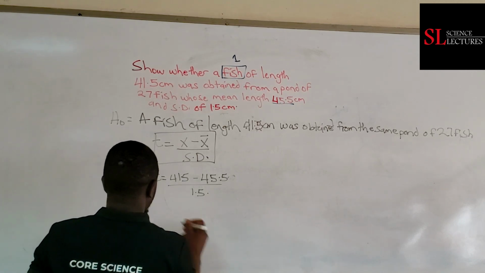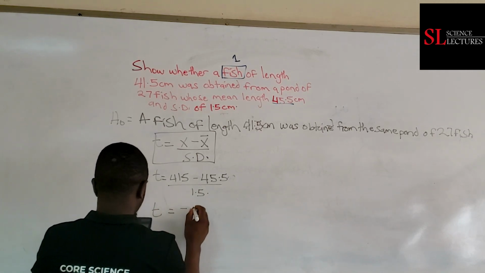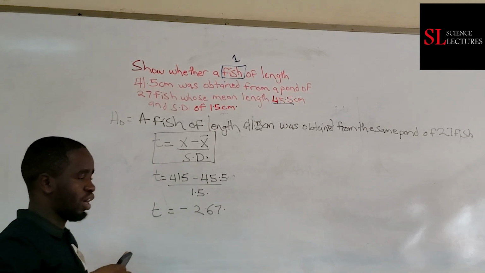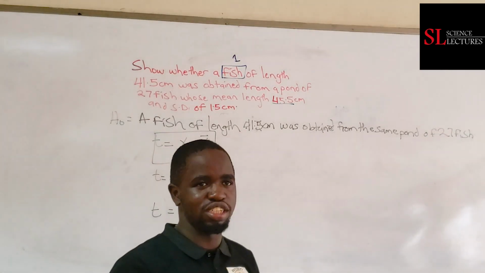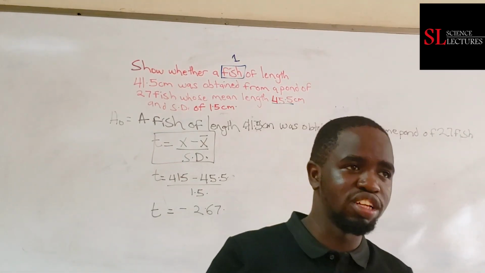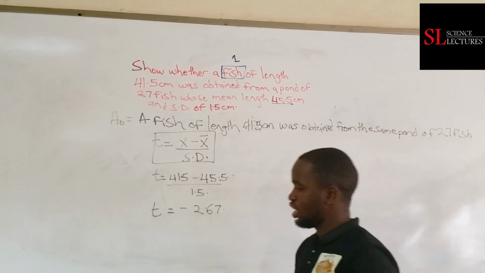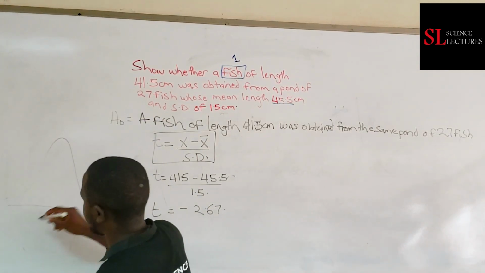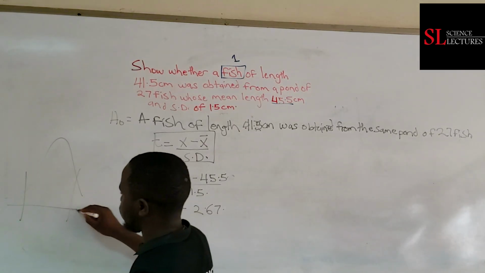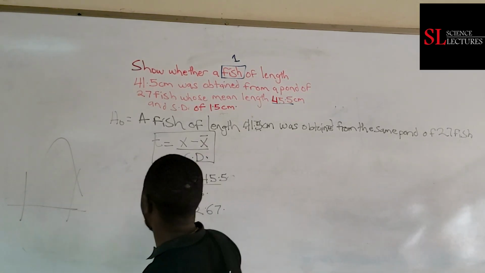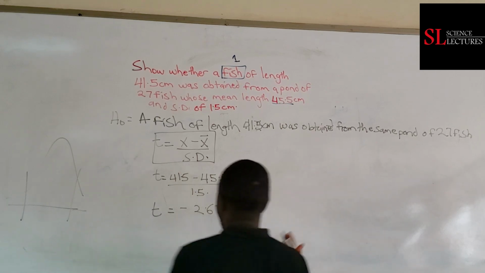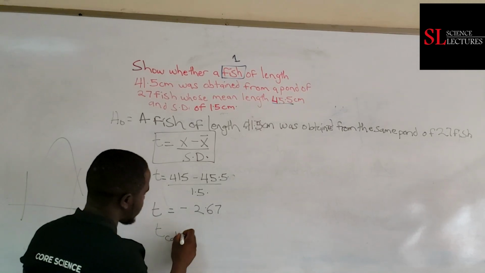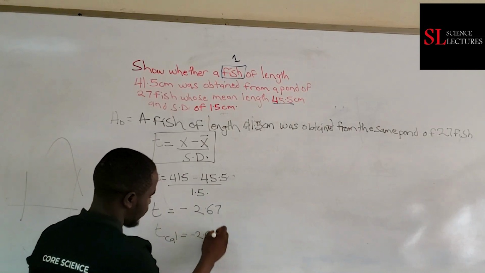Minus 45.5 divided by 1.5. I get my t as negative 2.67. However, all the tests that we shall discuss in our lectures would be two-tailed tests. What do I mean by a two-tailed test? If this is my distribution curve, it has two extremities, a negative side and a positive side. So I have negative 2.67 as my calculated value, which we will denote as T curl. T curl is equal to negative 2.67.